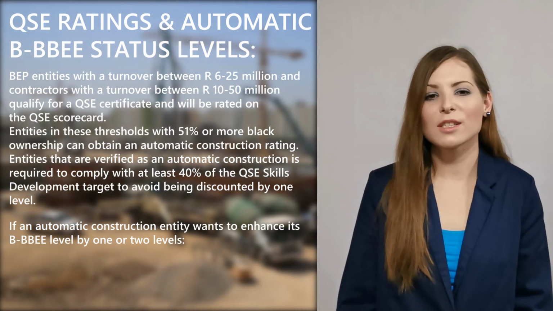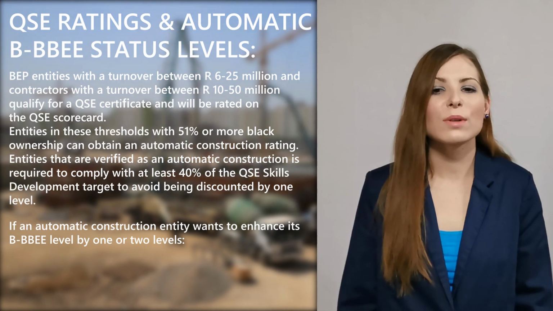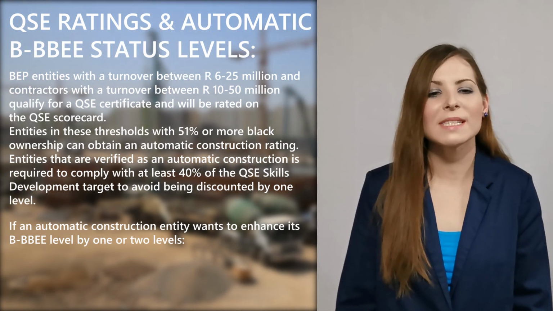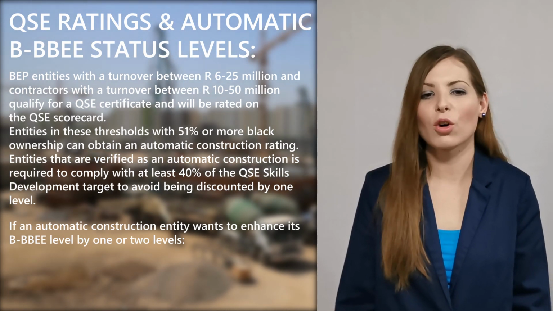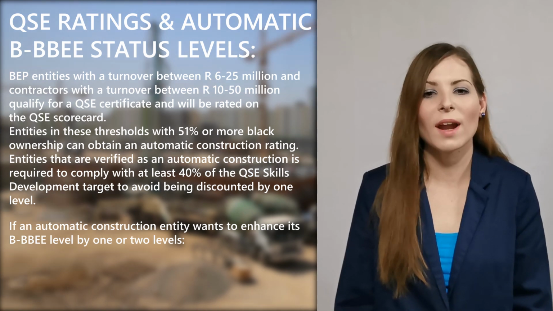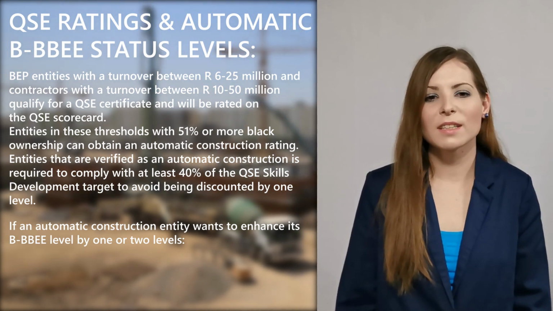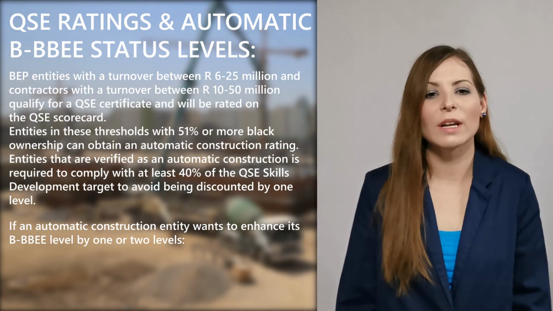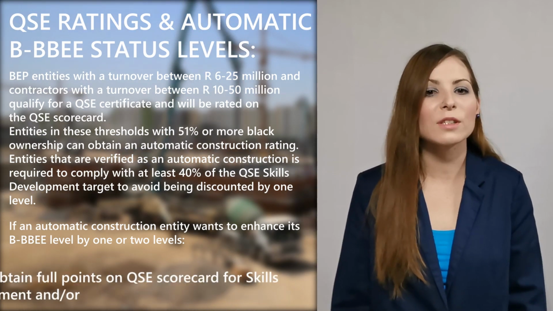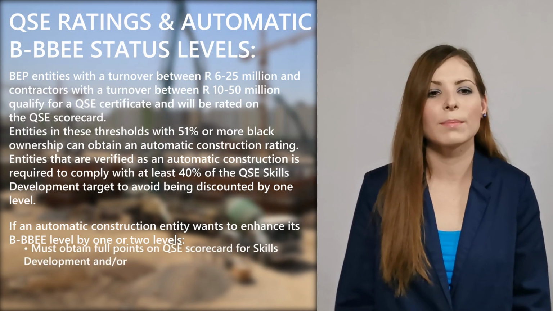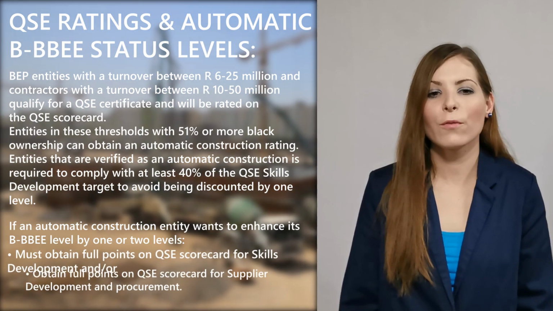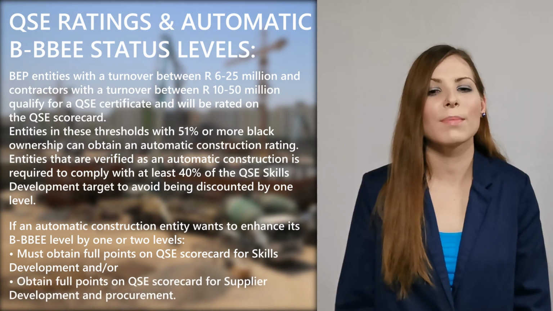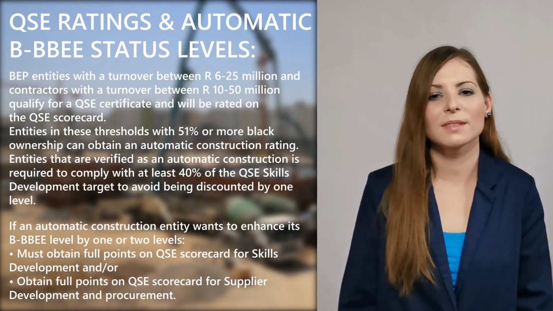Entities that are verified as an automatic construction are required to comply with at least 40% of the QSE skills development target to avoid being discounted by one level. If an automatic construction entity wants to enhance their BEE level by 1 or 2 levels, they must obtain full points on the QSE scorecard for skills development and/or obtain full points on the QSE scorecard for supply development and procurement.